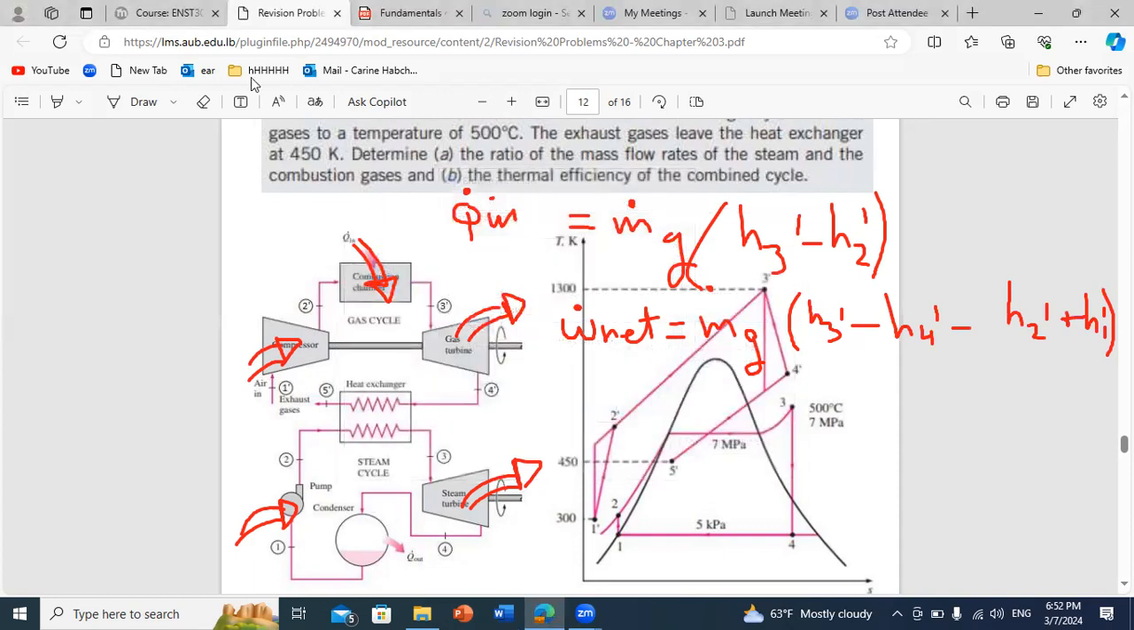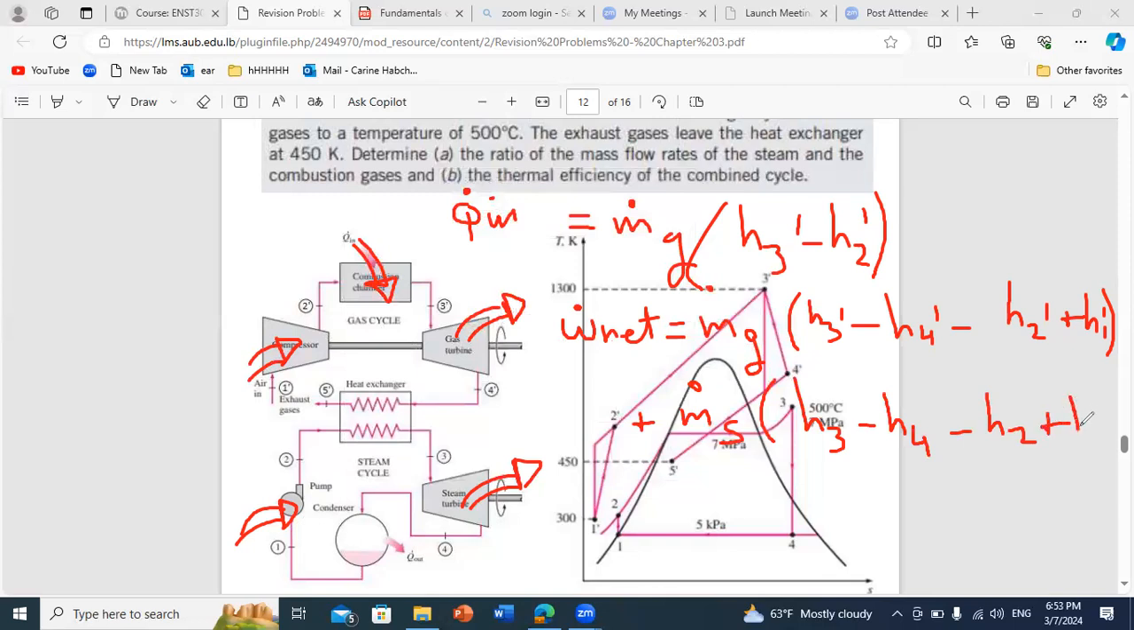And now for the other cycle, we should add plus m dot steam times, for the turbine, H3 minus H4. And for the pump, so you know, for gas, we use a compressor to increase the pressure. For a liquid, we use a pump. That's why in the gas cycle we use a compressor, and in the steam cycle we use a pump. So H3 minus H4 minus H2 plus H1.